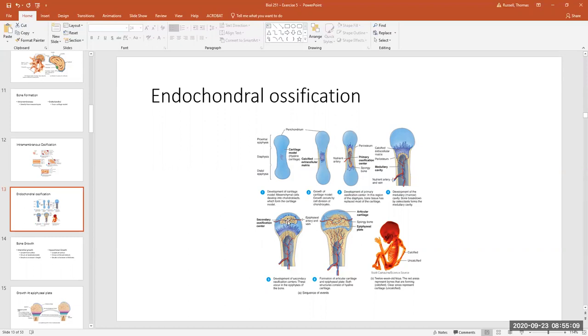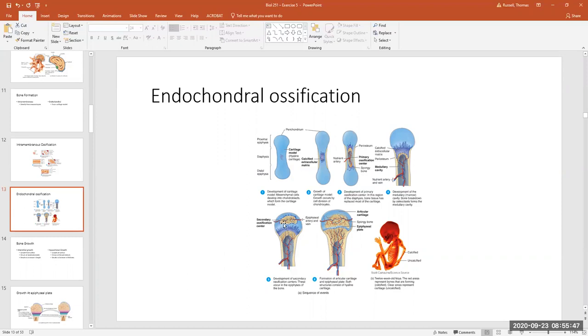We have a very similar event in the secondary ossification center as we see in the primary ossification center, except there's one main difference. Here, the chondrocytes that are in the cartilage grow really, really big and they die and they pop open, just like we saw over here. And that's called hypertrophy, by the way. When the cells get really big, it's called hypertrophy. So the chondrocytes hypertrophy and they burst open and they die.